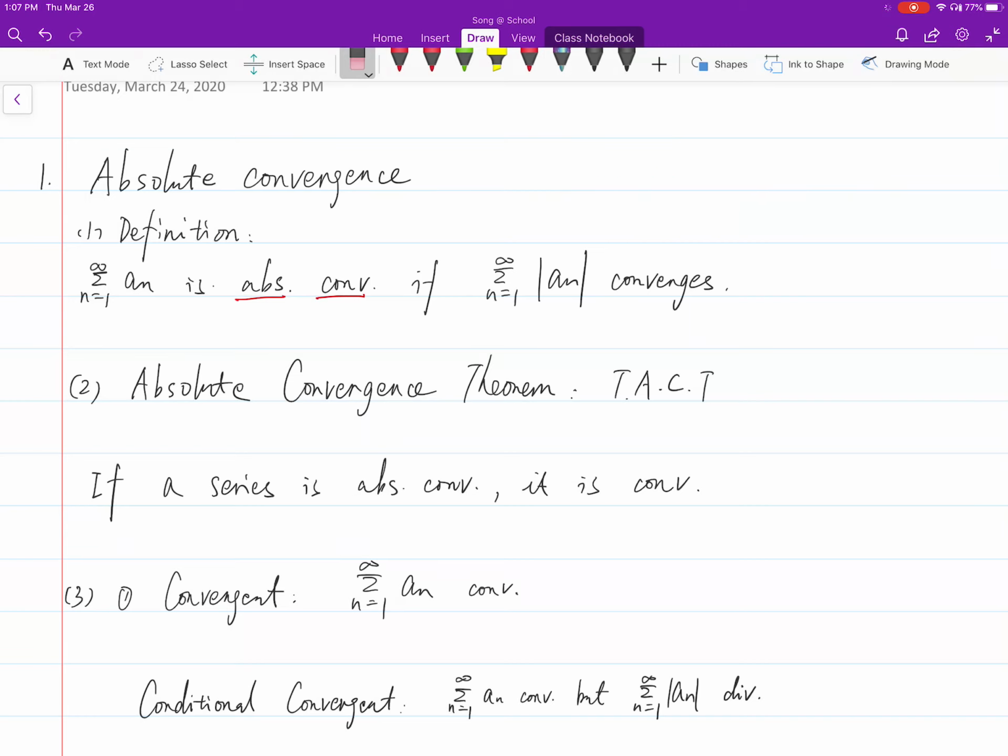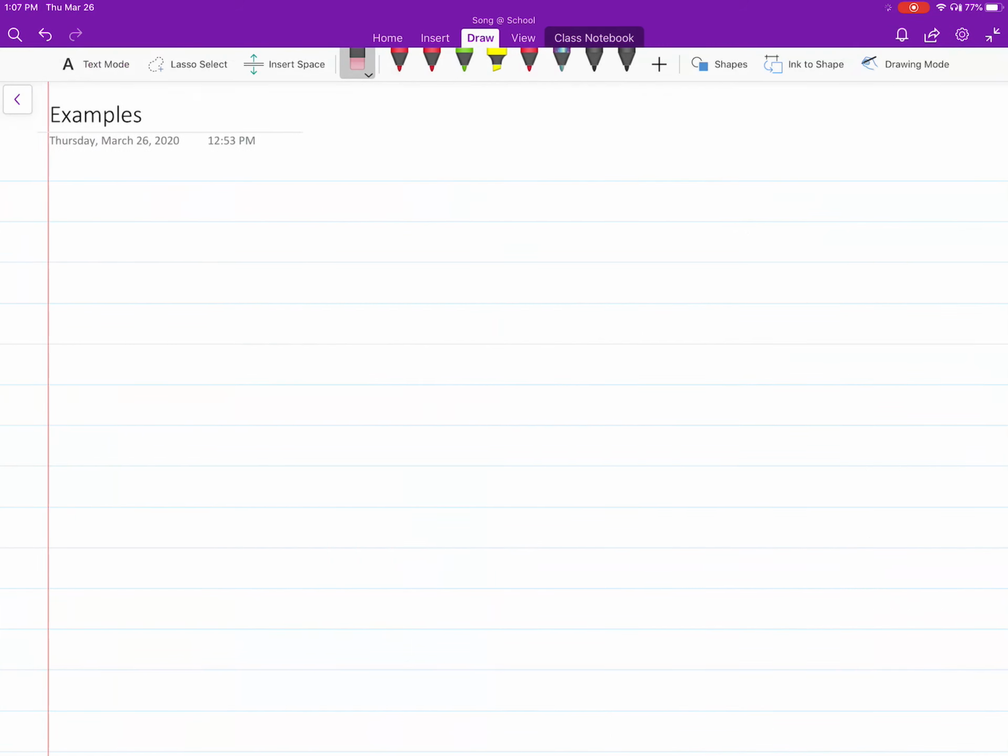Let's try to see some examples. Example 1. Sum n from 1 to infinity, negative 1 to the n, 1 over n squared. Okay. Well, number 1, is this one convergent? It's very easy to see this is alternating, right? And this one is decreasing, and the limit as n goes to infinity of 1 over n squared equals 0. Therefore, this is convergent.